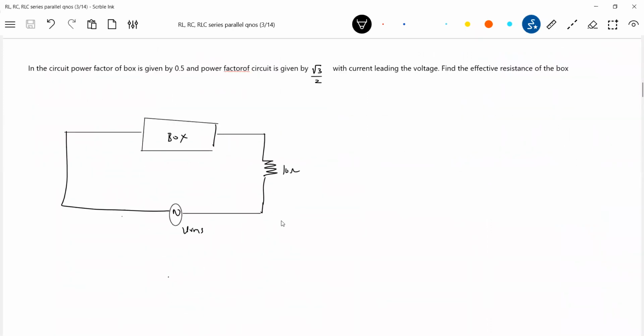Next one. The power factor of the box is given as 0.5 and the power factor of the circuit is given as √3/2 with current leading the voltage. Find the effective resistance of the box.